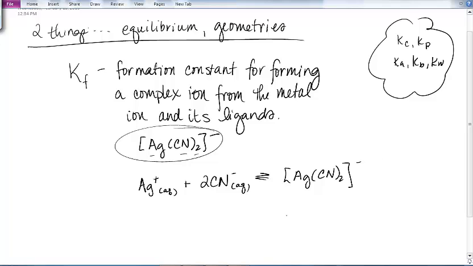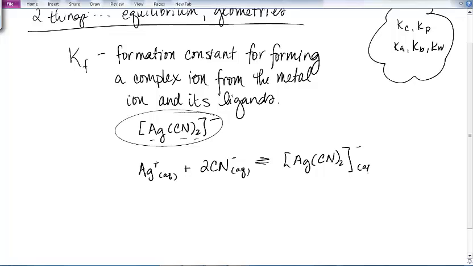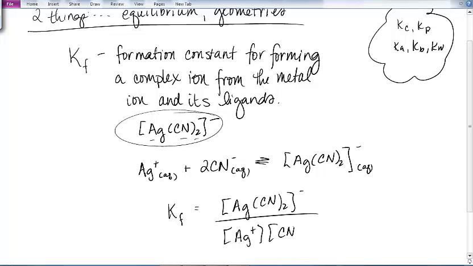As we look at this then, this just is an ordinary equilibrium, and so we can write a KEQ, but we're just going to call that KF for this. So the KF for this particular equilibrium would be, once again, products over reactants, and the concentration of silver ion times the concentration of cyanide ion squared. And just to give you an idea, what's unique about these KFs is that the KF for a complex ion is often huge. So like the KF for this is 2 times 10 to the 20th.